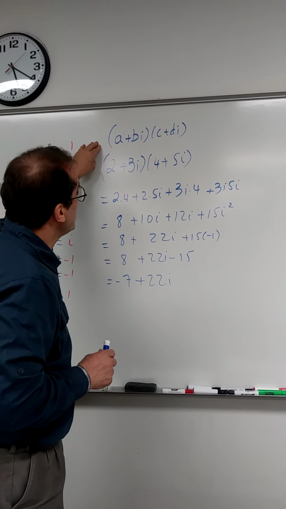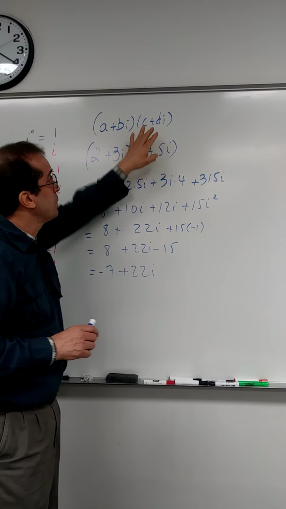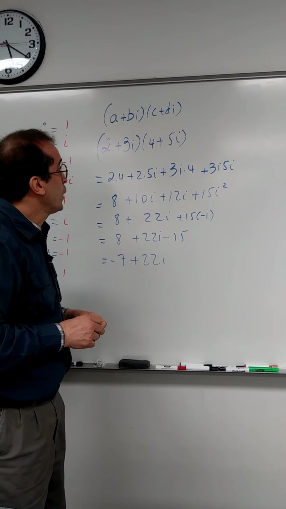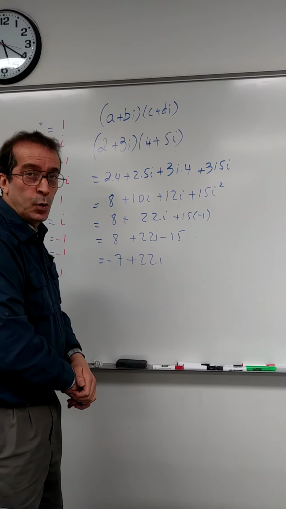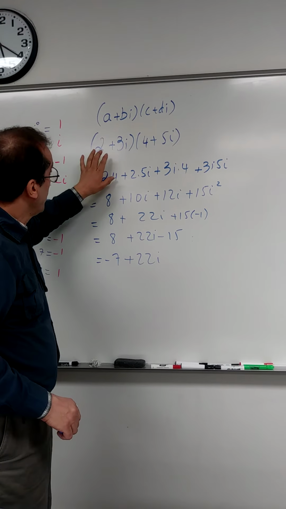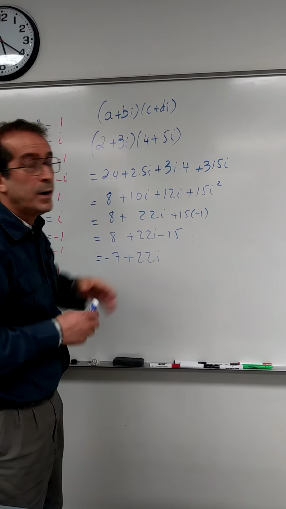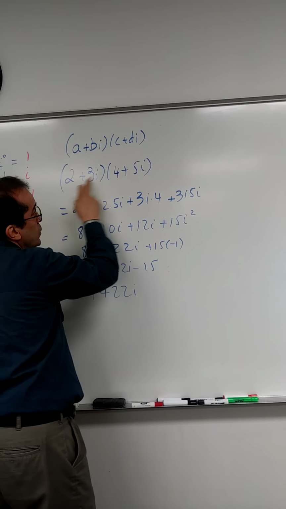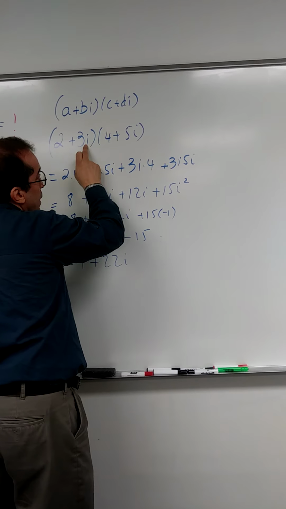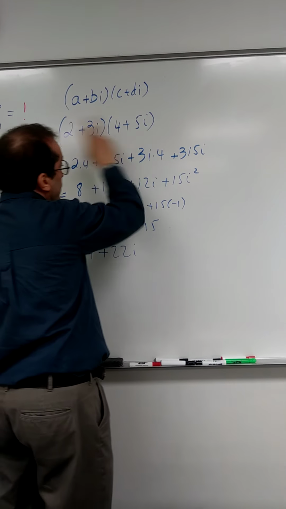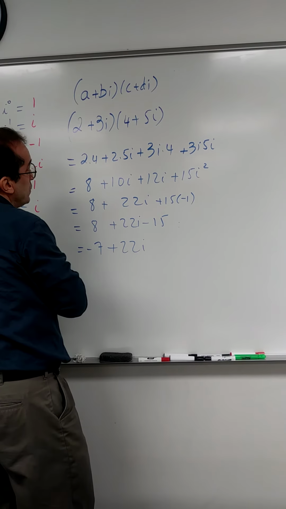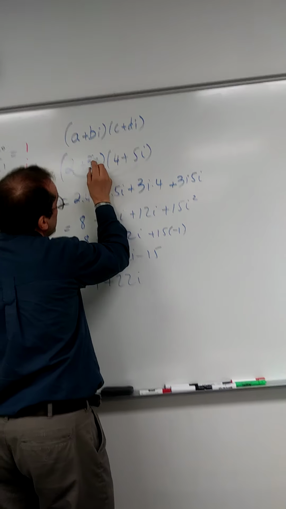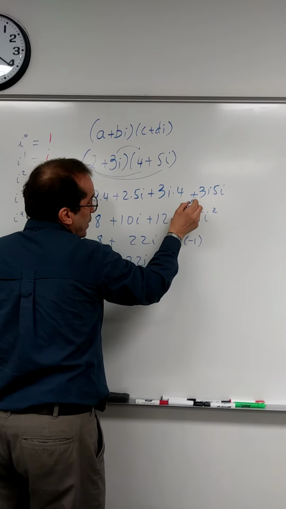When you multiply complex numbers in general, like a plus bi times c plus di, you use the same method we learned, the FOIL method, for multiplying binomials. For example, if you're multiplying 2 plus 3i times 4 plus 5i, you multiply each of these by each of these. So 2 times 4 and 2 times 5i, 3i times 4 and 3i times 5i. Here it is: 2 times 4, 2 times 5i, plus 3i times 4, plus 3i times 5i.